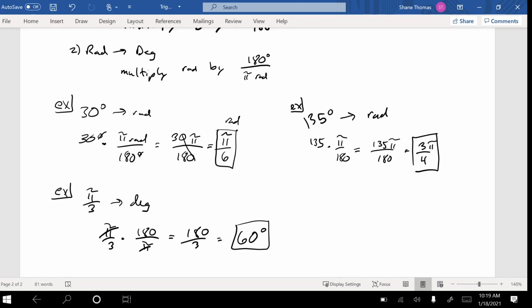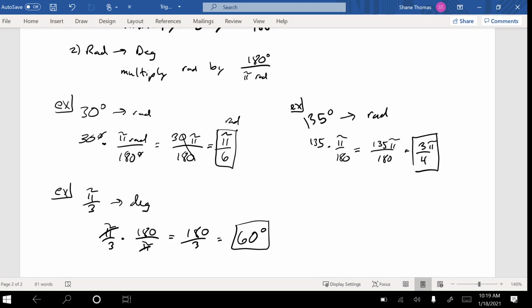And again, you really don't have to put the rad or the radians after them. I'm okay if you don't, but just know the difference. If there's a pi, it's radians. Degrees, it's degrees. Degree mark, it's degrees.